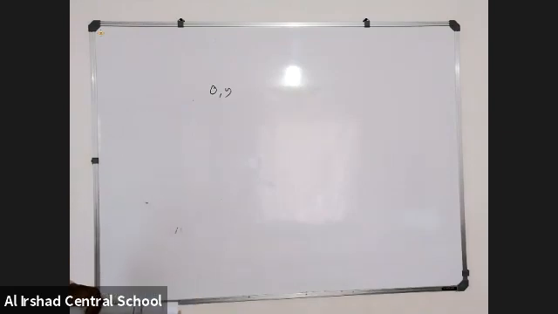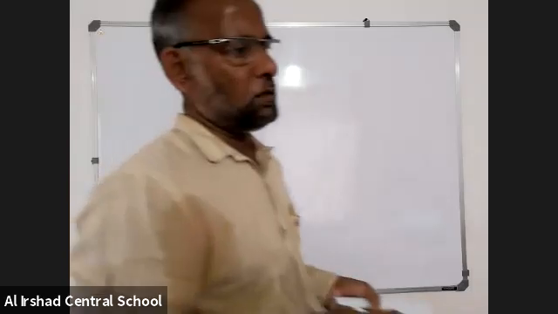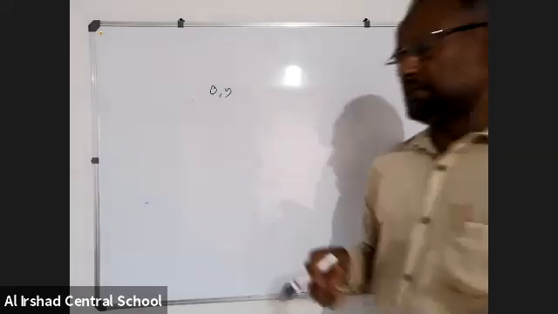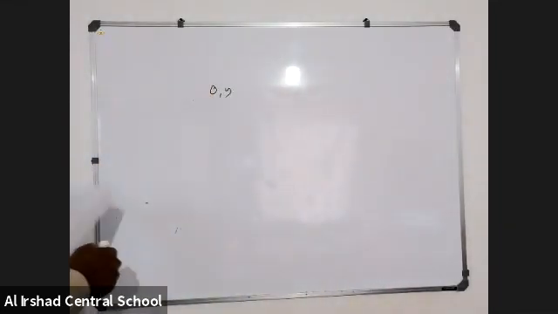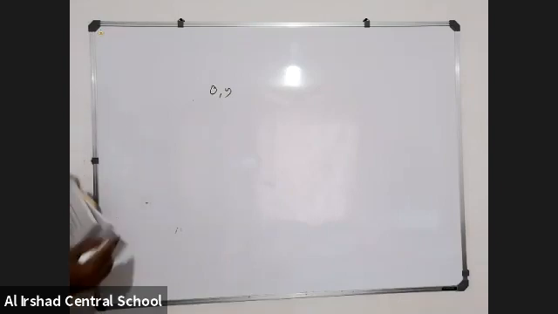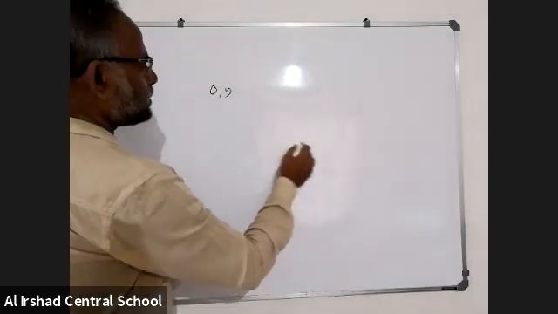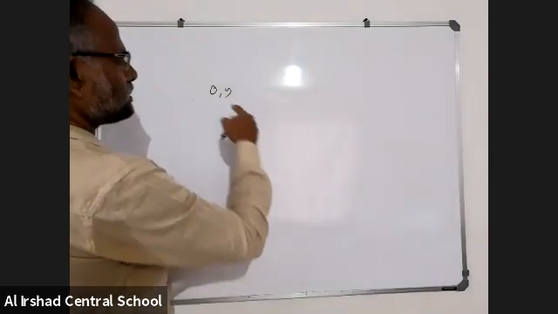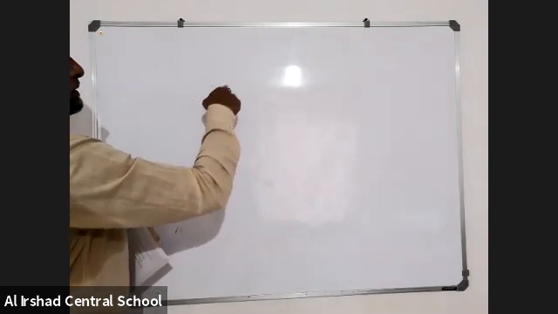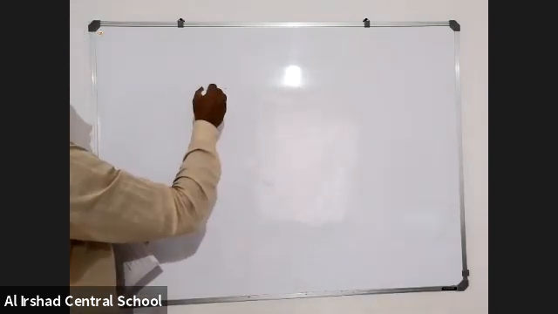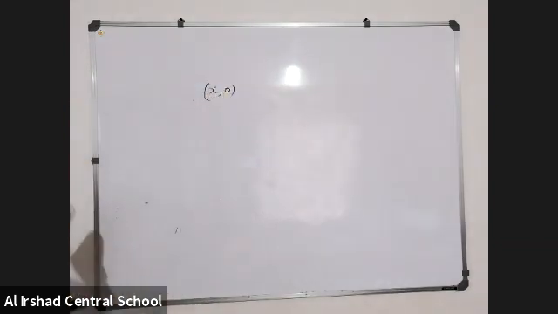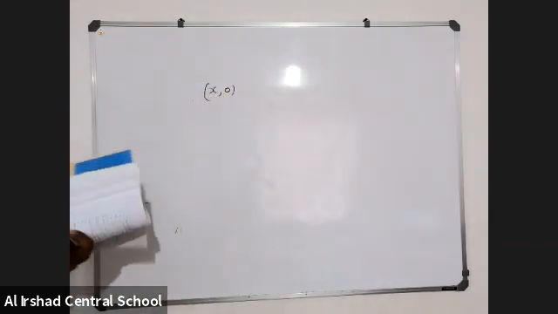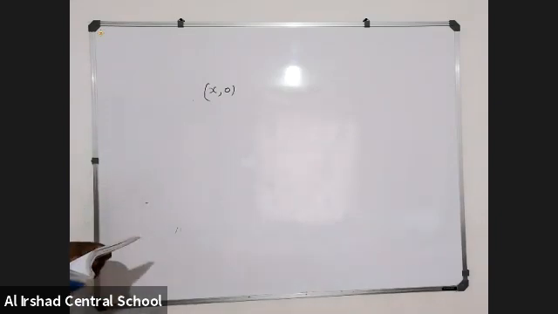Do you agree, x is equal to 0 or y is equal to 0? Y is equal to 0. Any point on the x-axis, that means on the x-axis there are points like (1, 0), (2, 0). So tell me, any point is (x, 0). Maybe (2, 0), maybe (3, 0), maybe (4, 0), maybe (5, 0), like that.